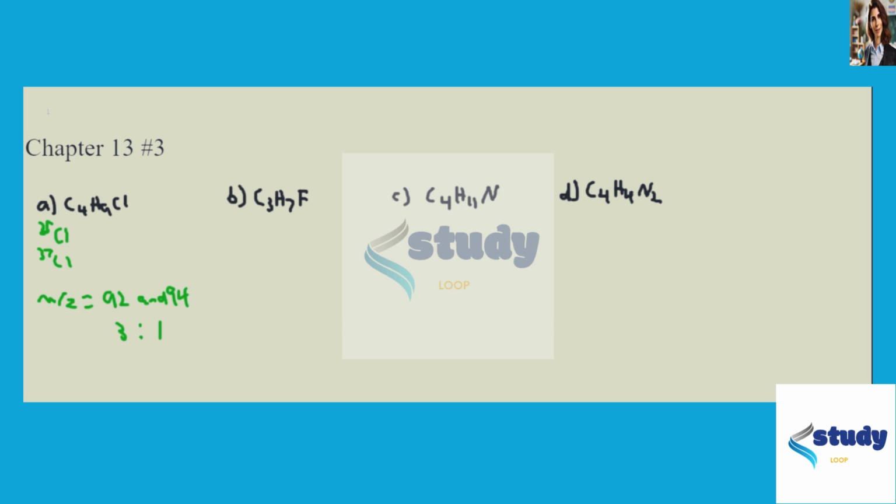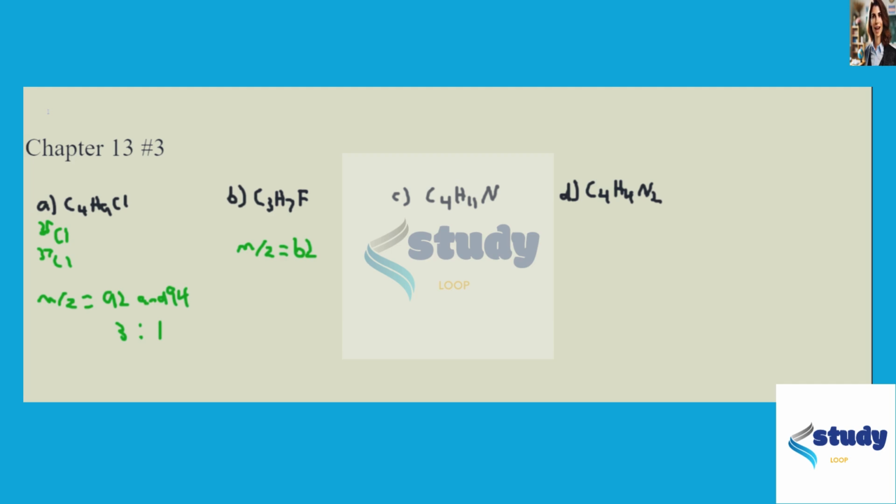Okay, and so the other 3 here don't have any chlorine or bromine in them, so it really is just a straightforward matter of multiplying the number of each atom by the weight of each atom, adding all that together, and then that's going to be our m/z. So for B, our m/z is going to equal 62. From 3 carbons, 7 hydrogens, and 1 fluorine, all of those weights add up to 62.